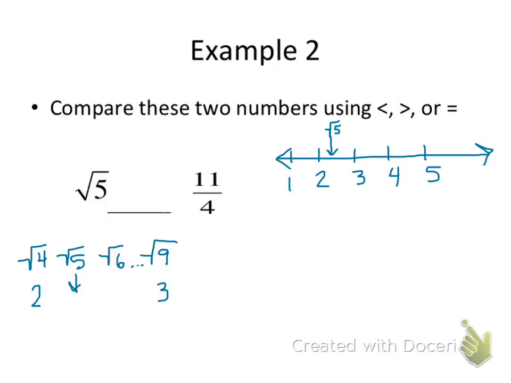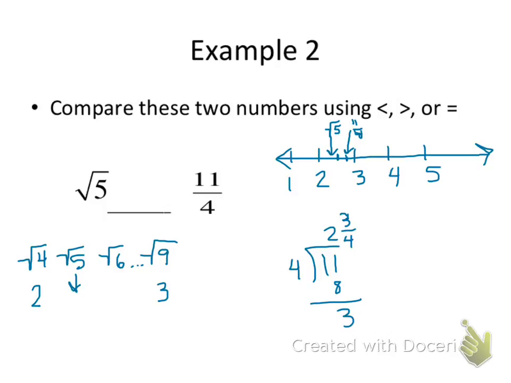11 over 4, however, is a rational number, so the square root of 5 is irrational, and if we divide 11 by 4, we'll get 2 3/4. So right here becomes 11 over 4 for sure.